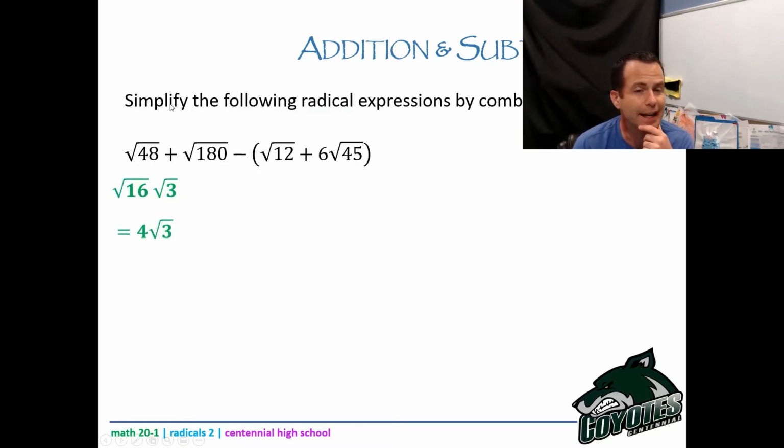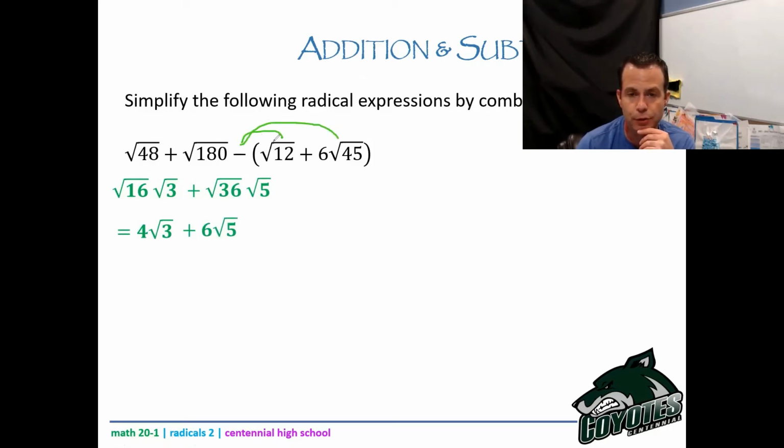Root 180, I'm pretty sure that's a 36. I think that's 36 times 5 if my brain serves me correctly. It is. So root 36 times root 5, then I know that the root of 36 is 6. So I can change that to 6 root 5. As I continue my simplification process, I'm also going to distribute that negative sign to both of these terms.